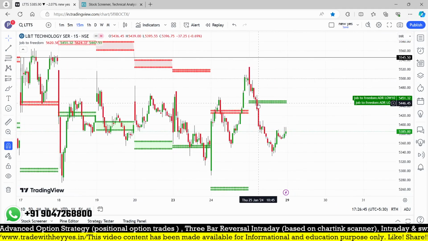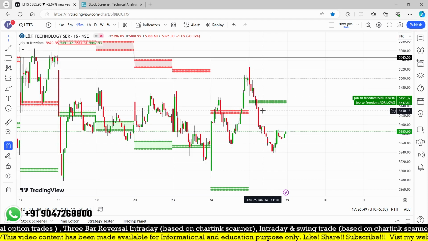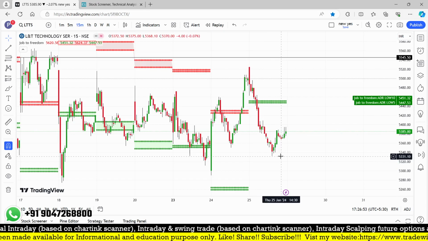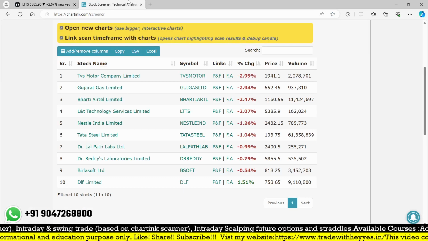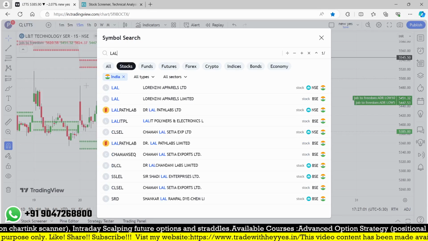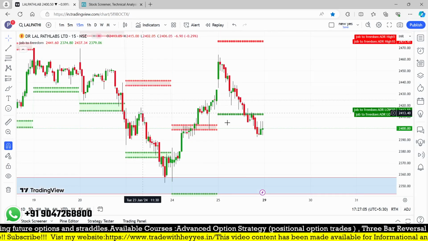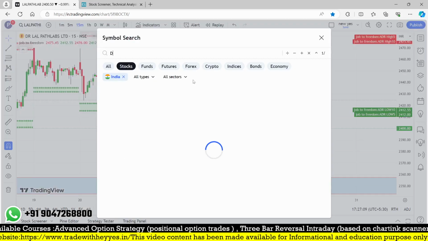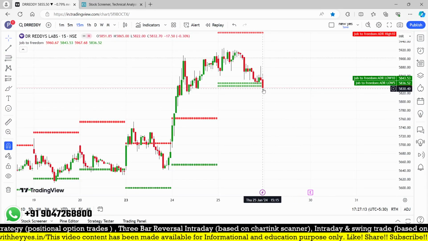LTTS gave the breakdown at 10:30 after breaking that level from 5430, and then moved down. That is another stock from this list. Dr. Reddy, Lal Path. This is happening at closing hours, around 1:15. Dr. Reddy, this is happening exactly at the closing time.